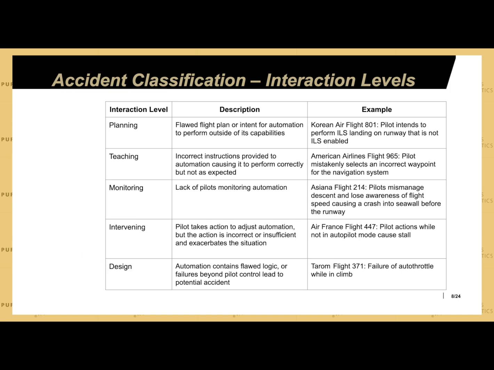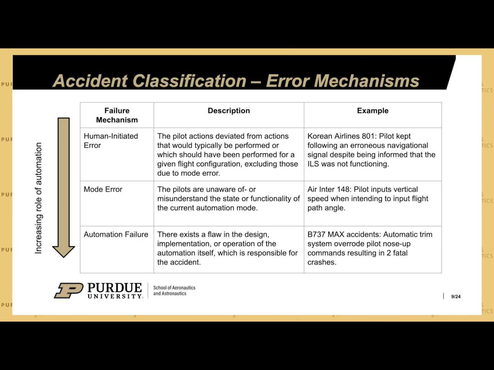These levels of interaction are also organized such that the role of automation in contributing to an accident tends to increase as we go down from the planning level, which is almost entirely human-centered, to the design level, which is almost entirely automation-focused. In addition to describing the means of interactivity between pilots and automation, we can also characterize accidents by their error mechanisms. These describe the breakdown of functionality in the operator, automation, or both, and help identify specific lower-level causes of an accident.